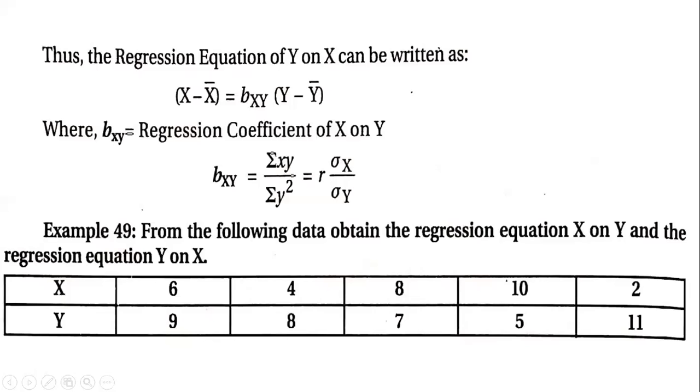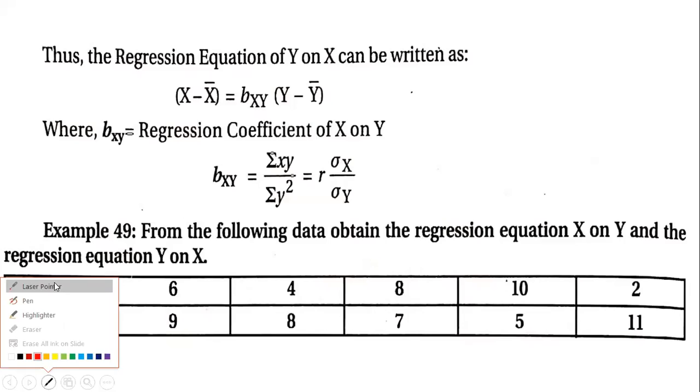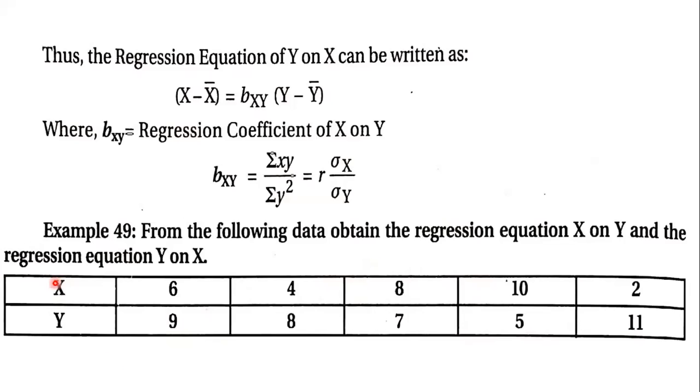Okay, this problem: from the following data, obtain the regression equation x on y and the regression equation y on x. We are supposed to get two regression equations. Now in the previous problems we were not only getting the equation, but we were substituting the values of x and y to predict any other value.